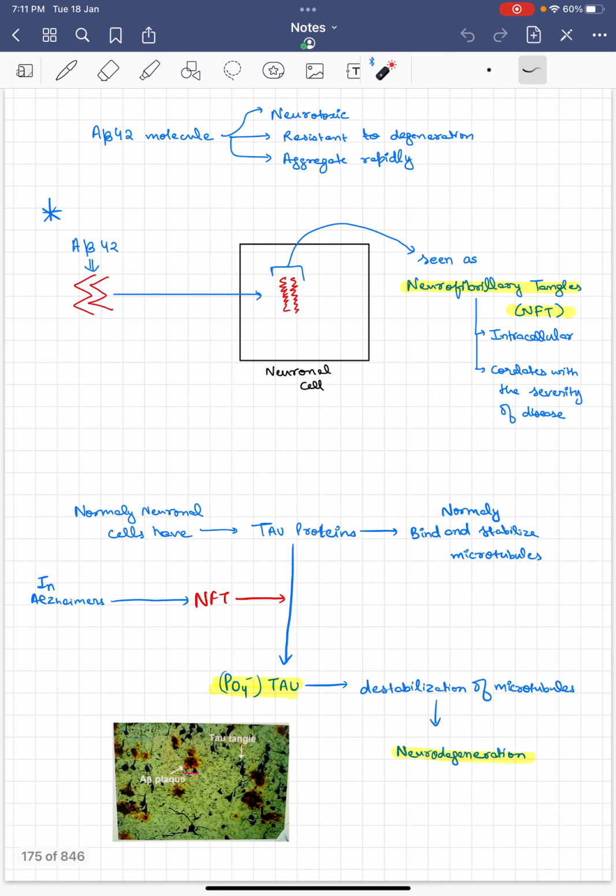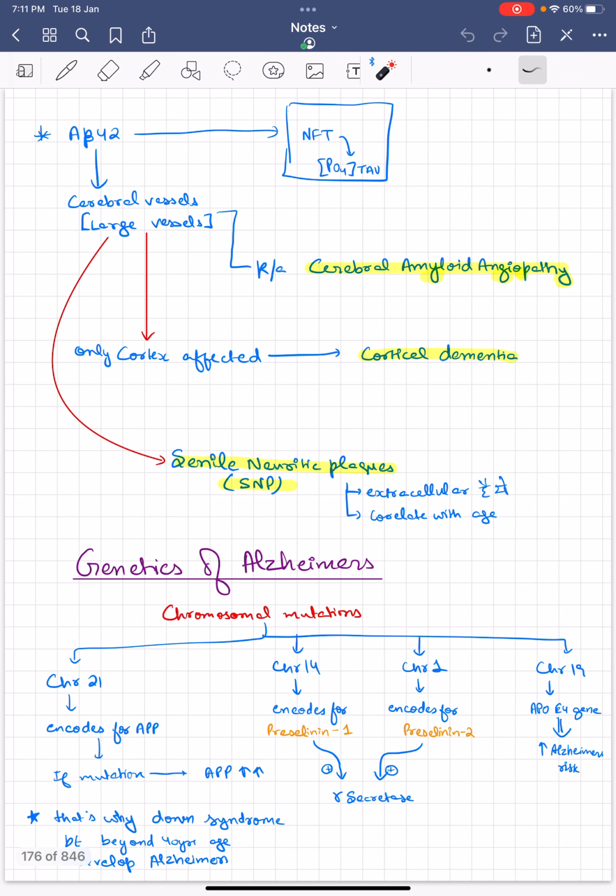Normally inside the neuronal cells there are tau proteins which maintain and stabilize the microtubules inside them. So these NFTs cause phosphorylation of these tau proteins, thus leading to destabilization of the microtubules and at the end of the day leading to neurodegeneration. So A beta 42 has these implications inside a neuronal cell.